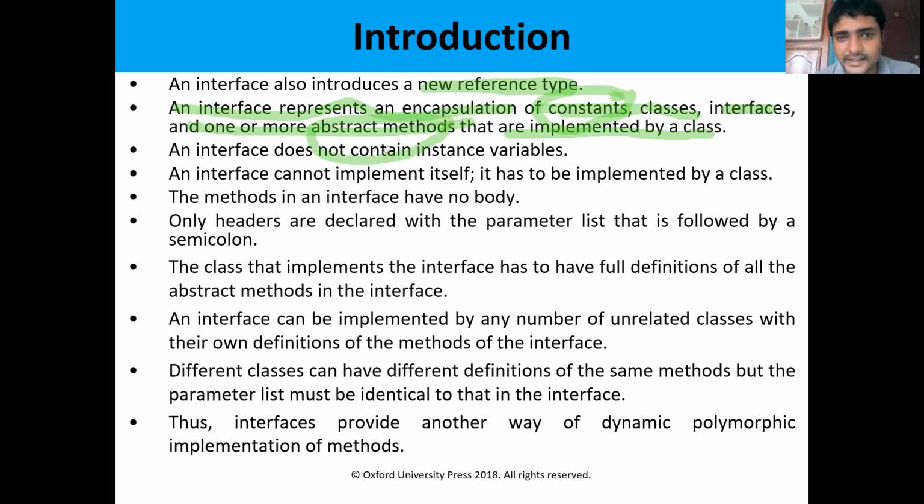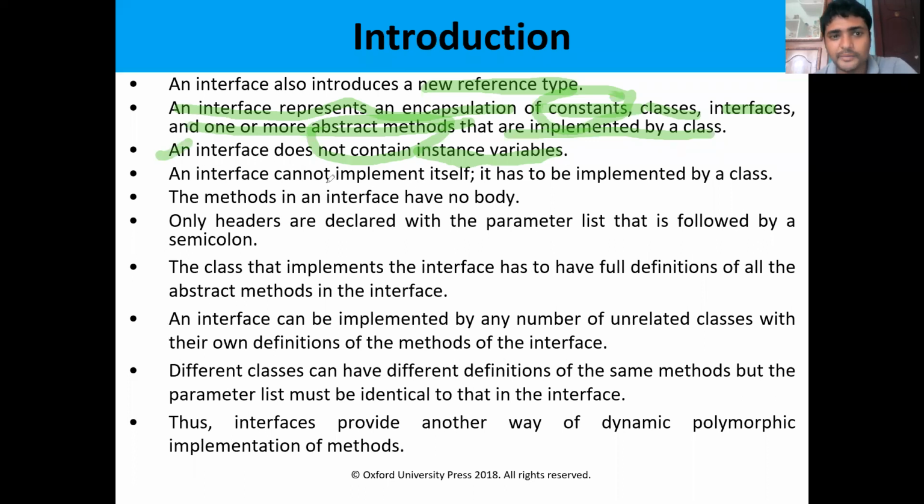An interface does not contain instance variables. That means we cannot declare simply int x. We have to assign the value. So int x is not valid in the interface. Int x equal to 10 is valid.